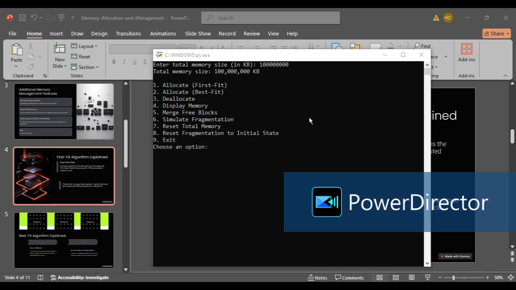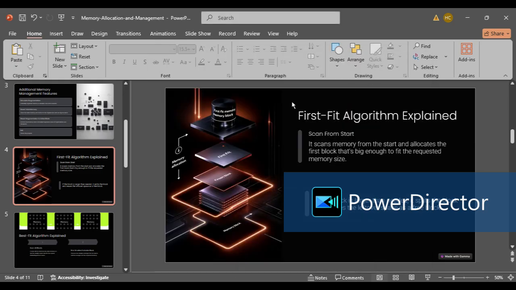I will demonstrate how each algorithm allocates memory to a process. Before we try to use any of these algorithms, I would explain what they are. I will start with the first fit algorithm. The first fit algorithm allocates memory by scanning the whole memory from the start, and it allocates the first free block big enough to fit the requested memory size. If the block is larger than needed, it splits the block and leaves the leftover space as a free block.